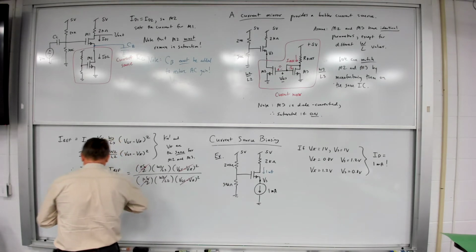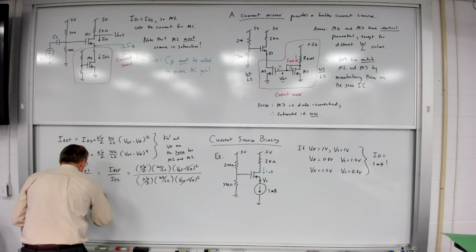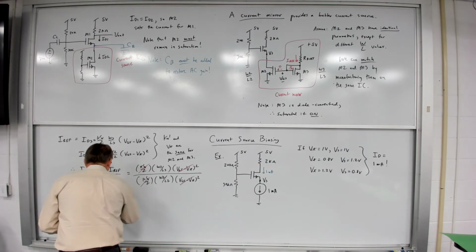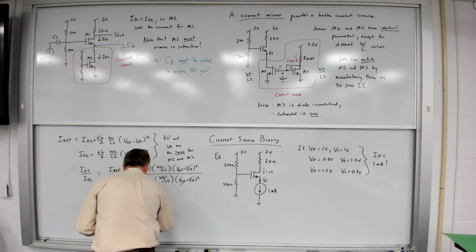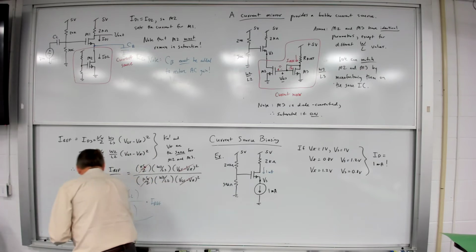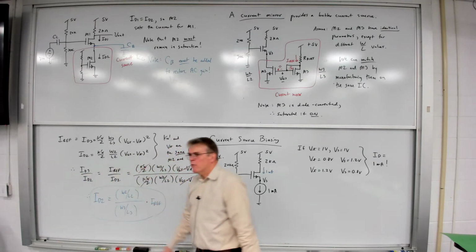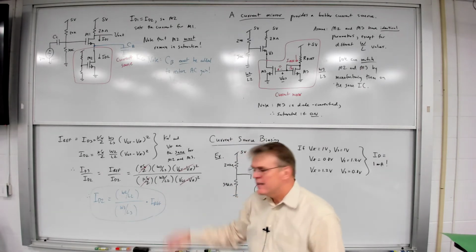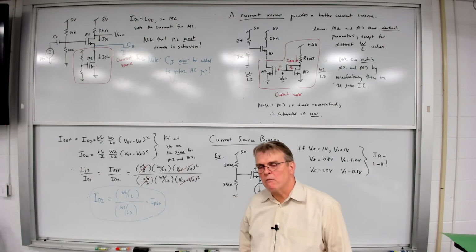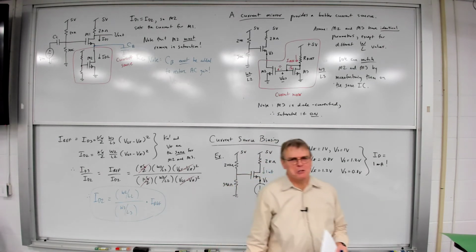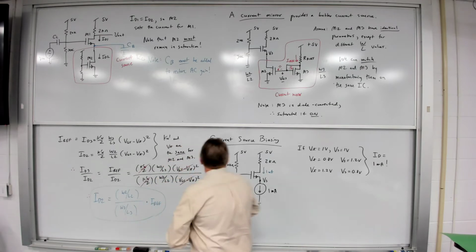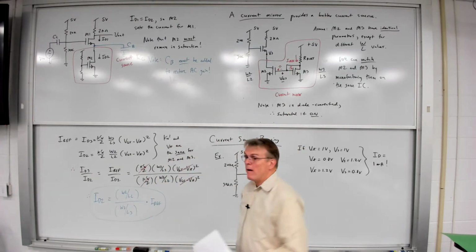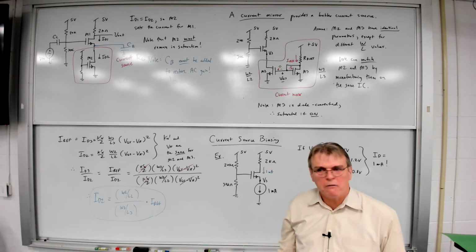Therefore, I know ID2 must be equal to Iref, whatever that is, multiplied times the ratio of the width-length ratios of the two transistors. So what do we do then? What we do then is we simply pick a value of our bias to set Iref.